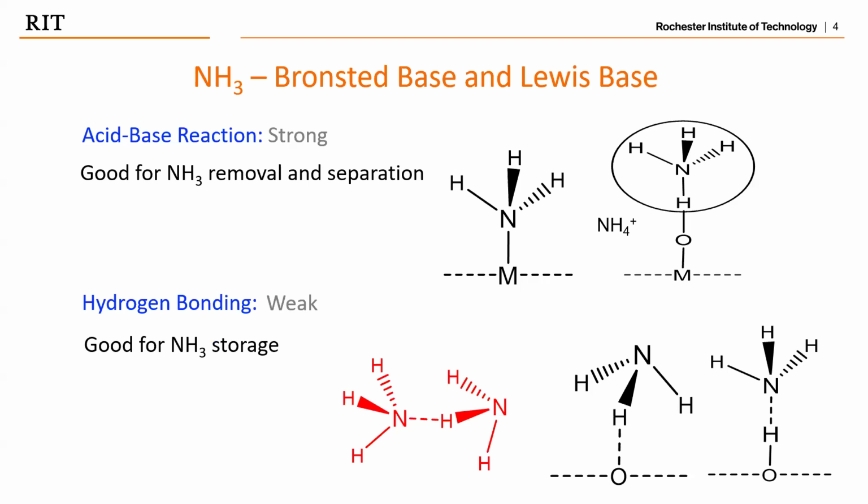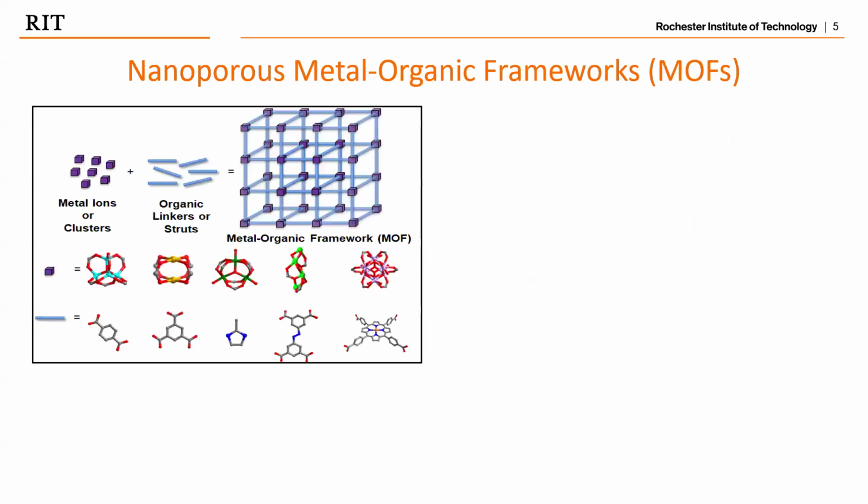At the same time, ammonia has hydrogen. The hydrogen bonding can interact with ammonia and also with the surface of the oxide to generate physisorption. So this can be used for storage. Now, when we think about increasing this interaction between ammonia and the materials, we found one material called metal organic frameworks that is very good for ammonia capture and also storage.